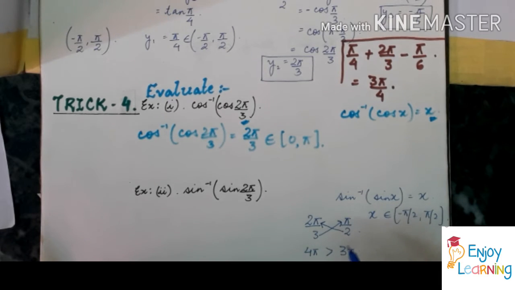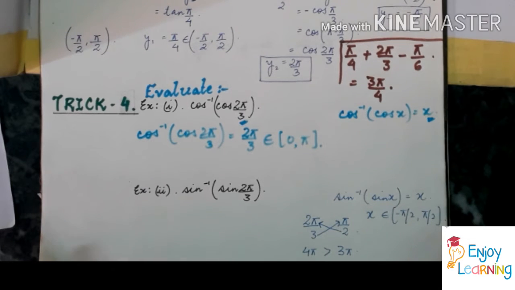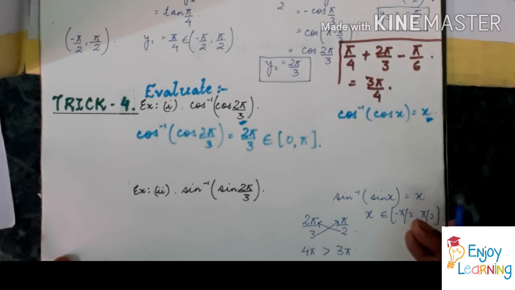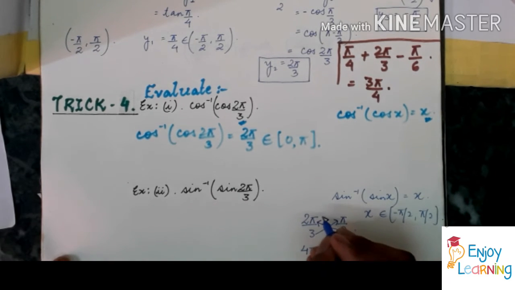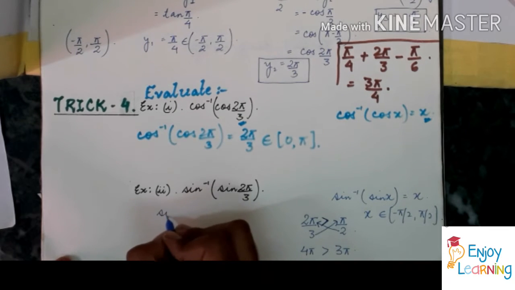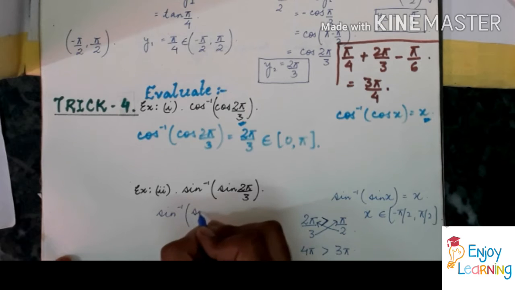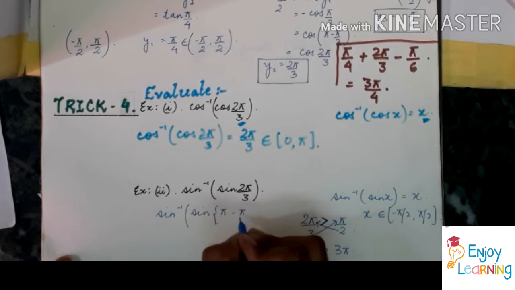So this is the way you can find whether any given value is greater than something or less than. You have to do it the simple way: take one on LHS, one on RHS, and then cross multiply. So since 2 pi by 3 is greater than pi by 2, it does not lie in this range. So you can't use this property now. You have to use some other tactics. In place of 2 pi by 3, you can write pi minus pi by 3, isn't it?